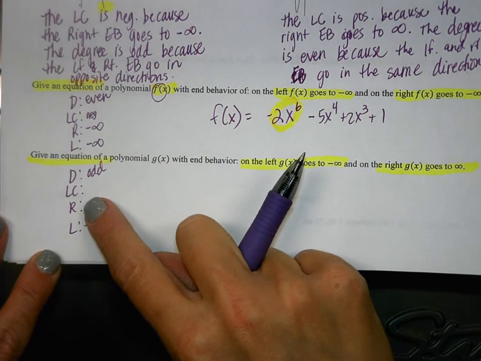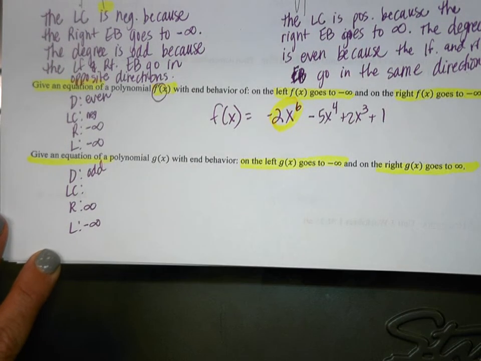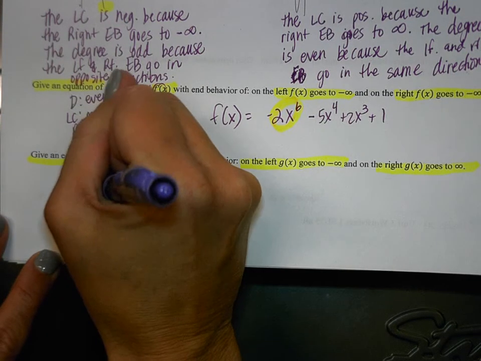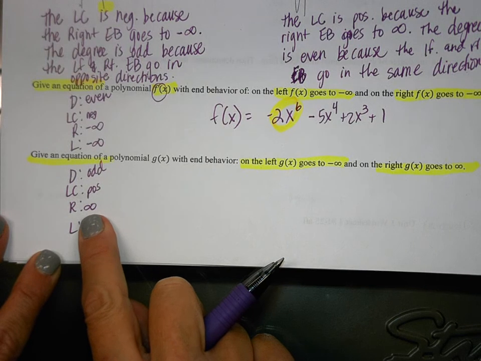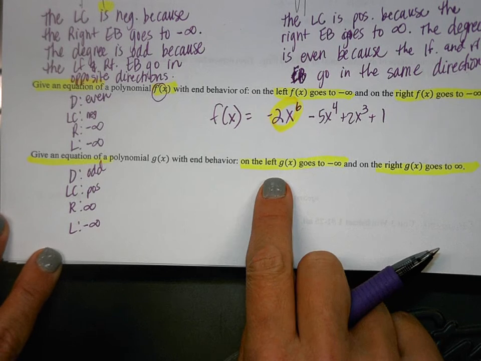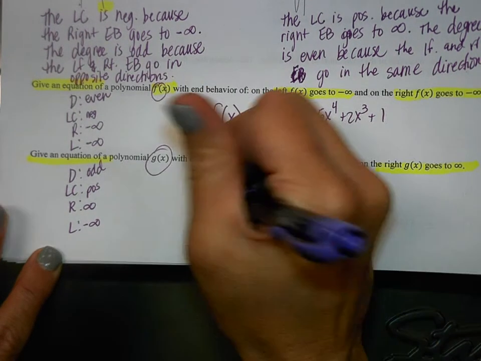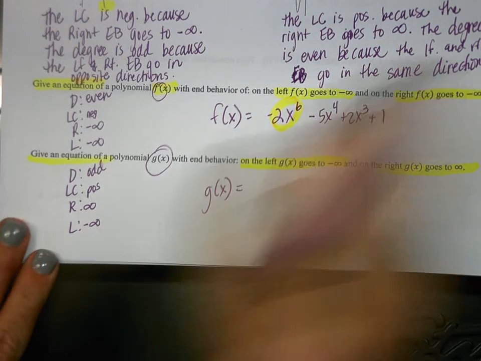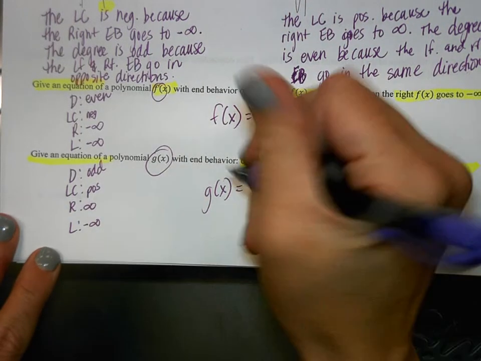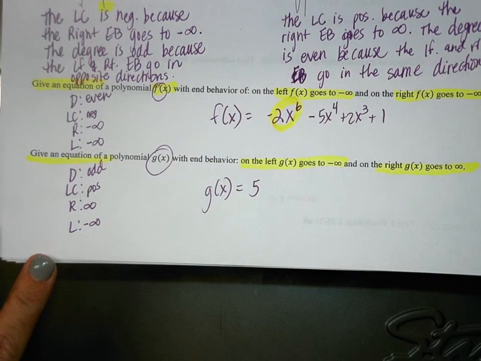My lead coefficient should be what? Positive. And I know it needs to be positive. Why? The right end behavior is positive. Okay, so we can write any equation. We just want to write it as g of x. We know that our lead coefficient needs to be positive, so I'm just going to use 5. You could use 1. You could use any number you want as long as it's positive.